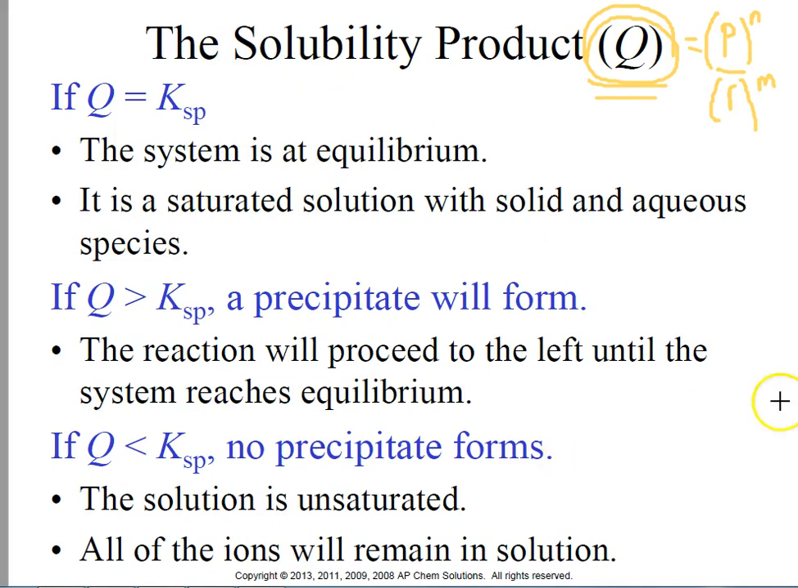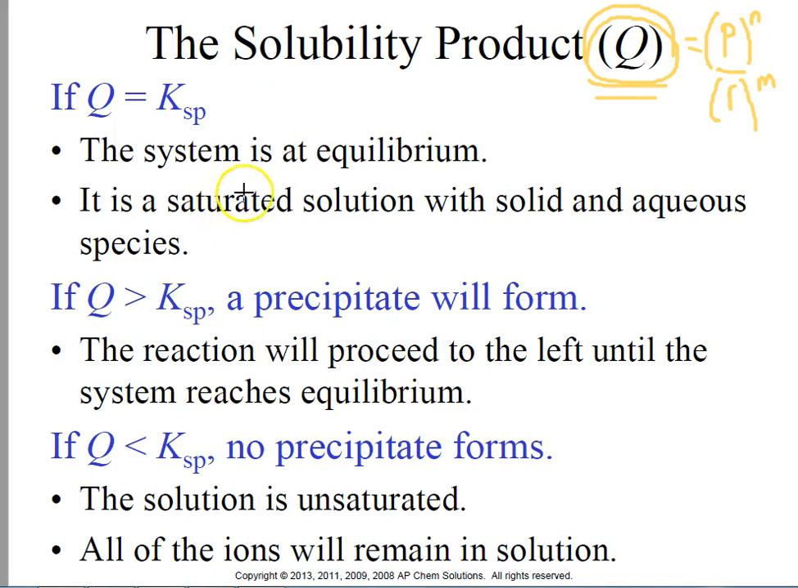All right, so the question will be, blah, blah, blah is mixed with blah, blah, blah, will a precipitate form? Okay, so if the question is, will a precipitate form, we need to calculate Q, and compare it to K.